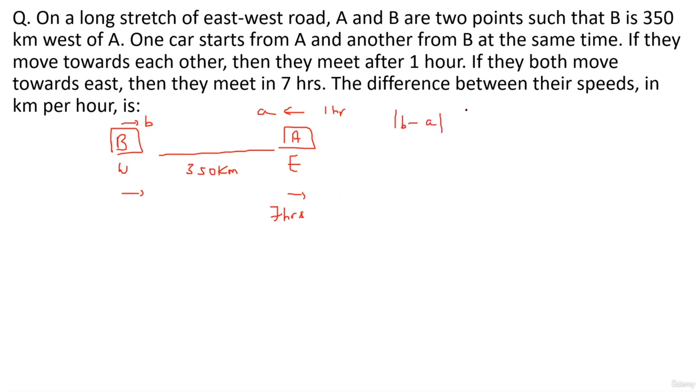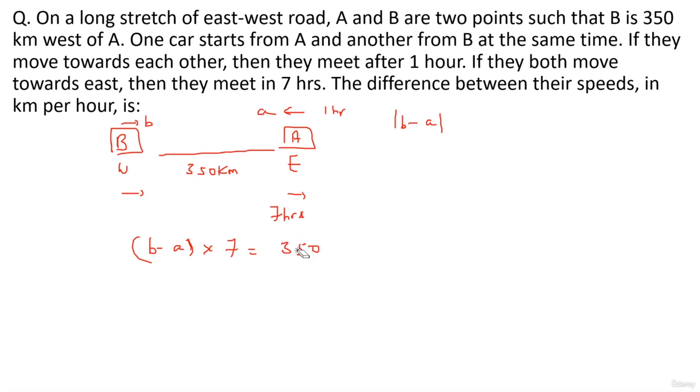Just one line का solution है यहाँ पे. If you've understood the concept of relative speed, when they're traveling in the same direction, what is the relative speed? The difference of the speeds, right? Which in this case will be B minus A. Okay, relative speed multiplied by the time is equal to distance 350.